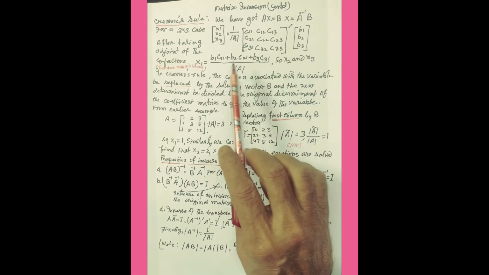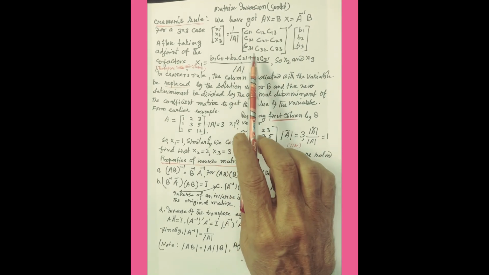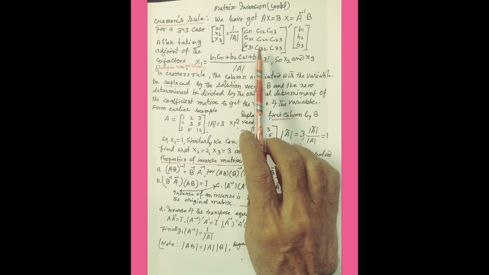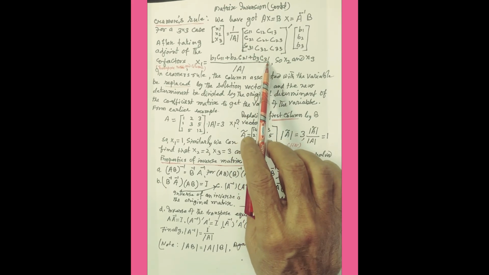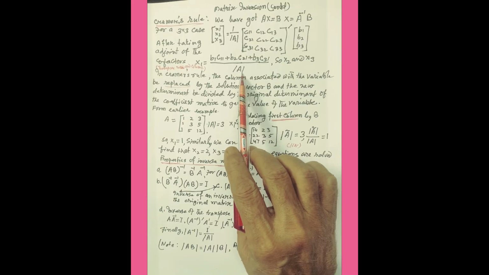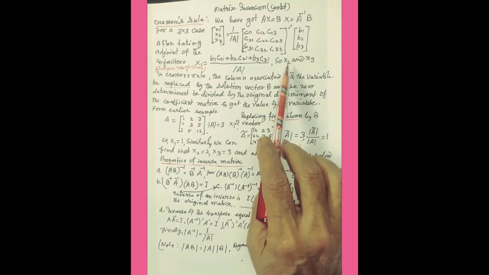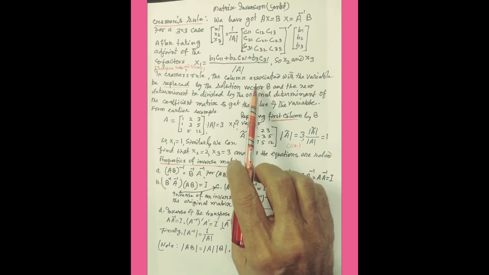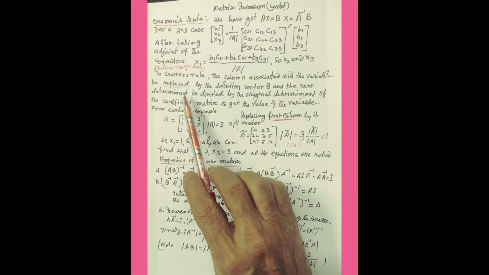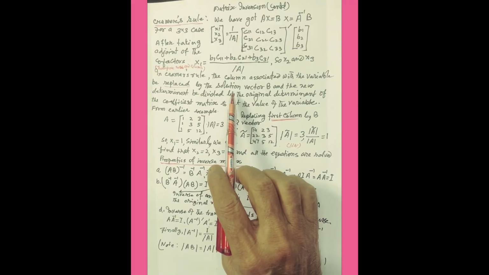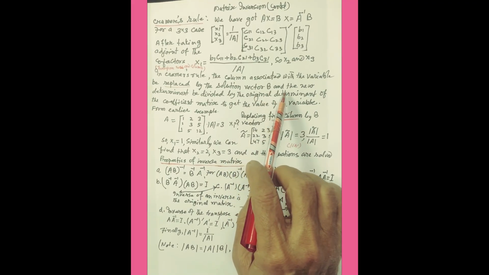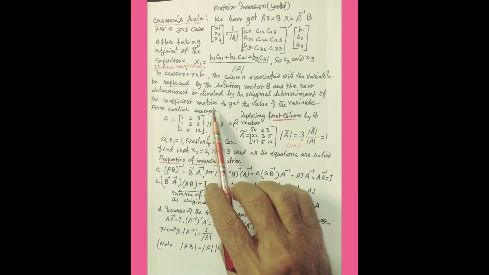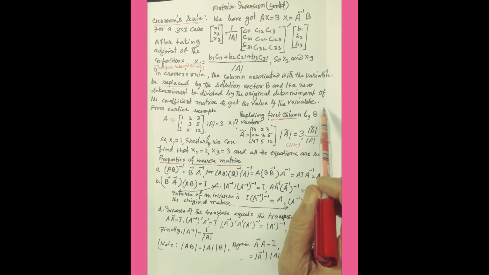This gives the solution of the variable. So x1 is equal to b1 c11 plus b2 c21, after transposition, plus b3 c31, divided by the determinant of that. So also for x2 and x3. Now, in case of Cramer's rule, the column associated with the variable is replaced by the solution vector b, and the new determinant is divided by the original determinant of the coefficient matrix to get the value of the variable.